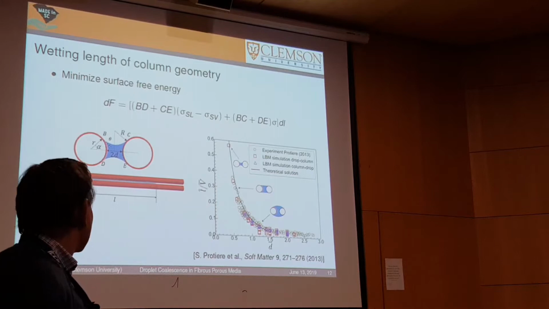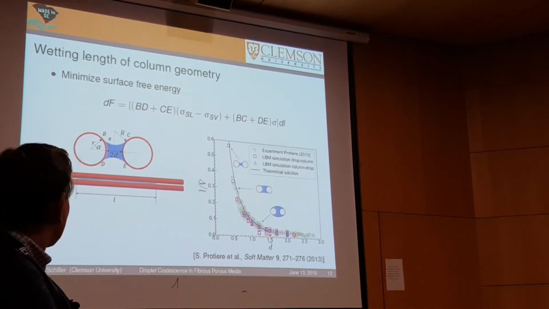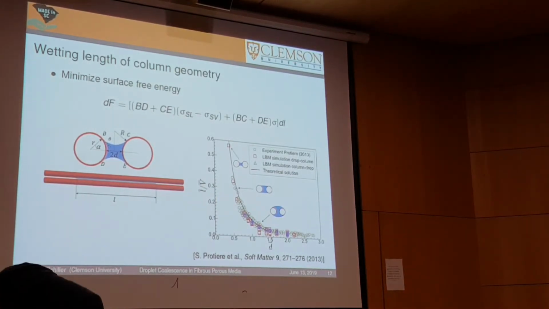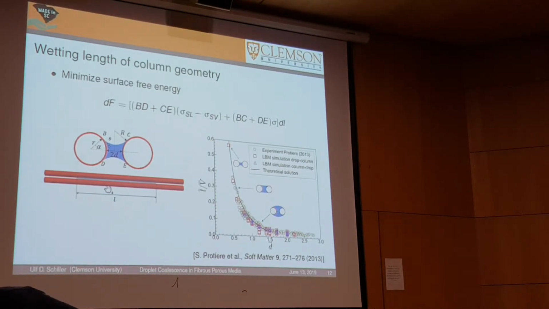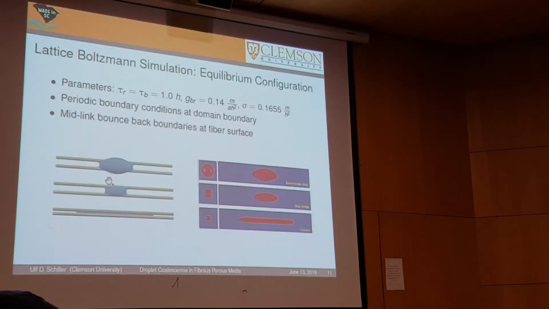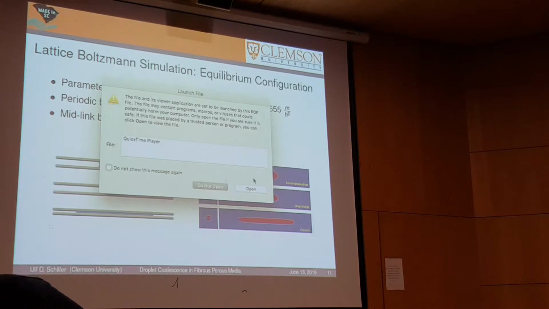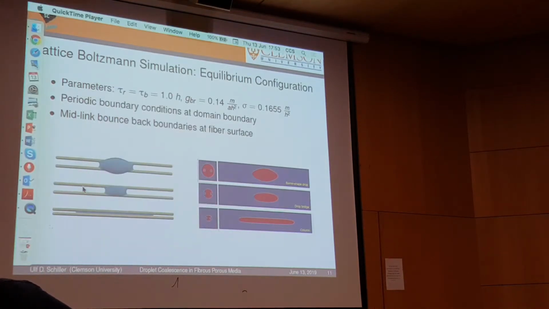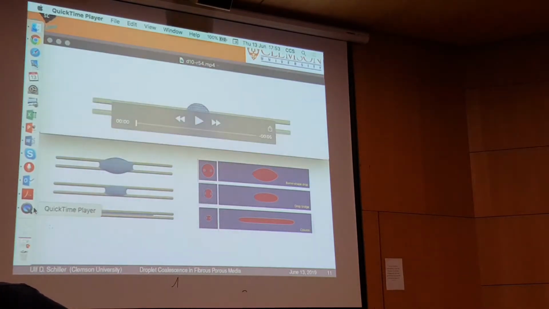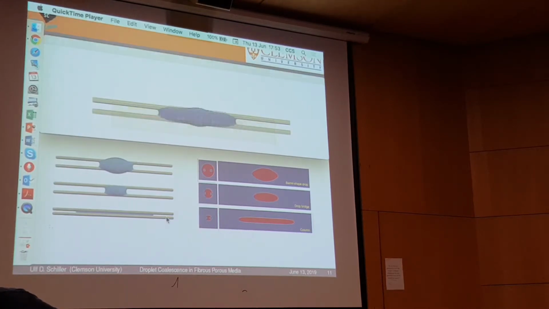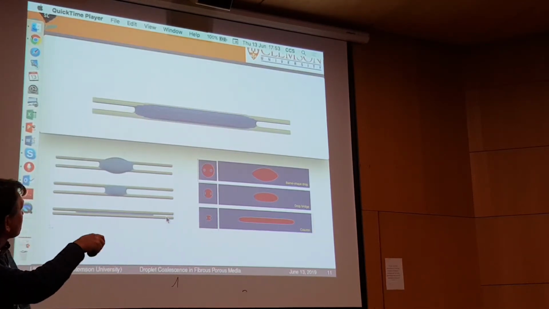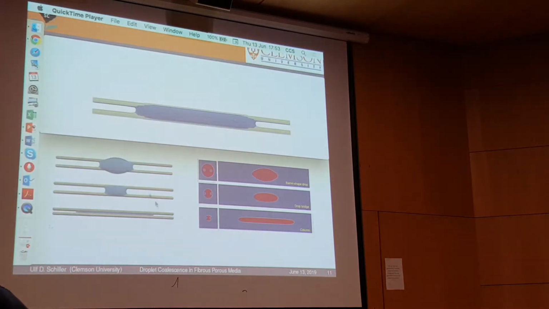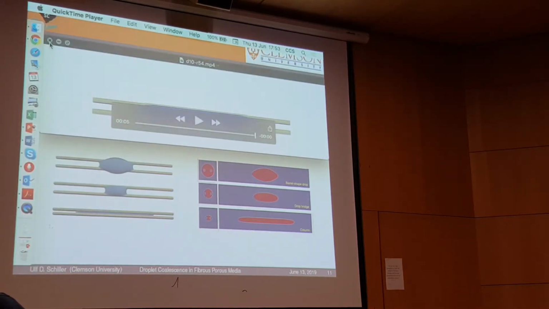And to first verify the model, we've actually done this. So this will work as well. So we have set up a droplet on the fiber and let it spread out. So it's spreading out until it reaches an equilibrium state, right? So this is what we have looked at.